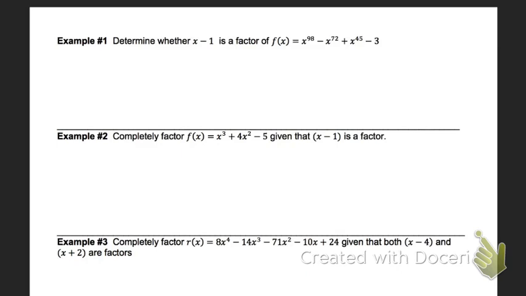Exactly. So this is an example where we wouldn't want to do synthetic division. We would just want to plug in f of, what number would I be plugging in? 1 or -1? 1. So 1 to the 98th power is 1, minus 1 to the 72nd power, plus 1 to the 45th, minus 3. What do you get? -2, so not a factor.